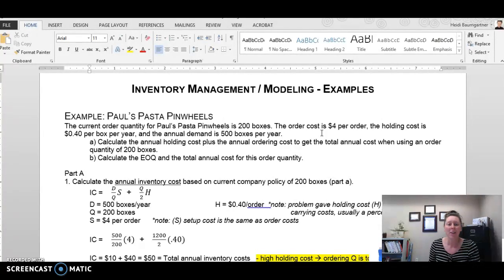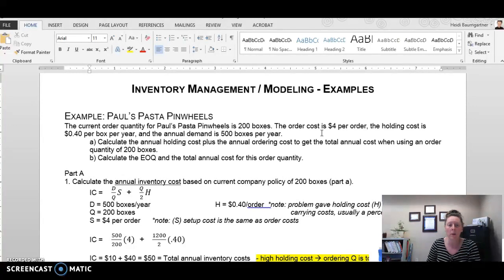The current order quantity for Paul's Pinwheels is 200 boxes. The order cost is $4 per order. Holding cost is 40 cents per box per year. Annual demand of 500 boxes per year.